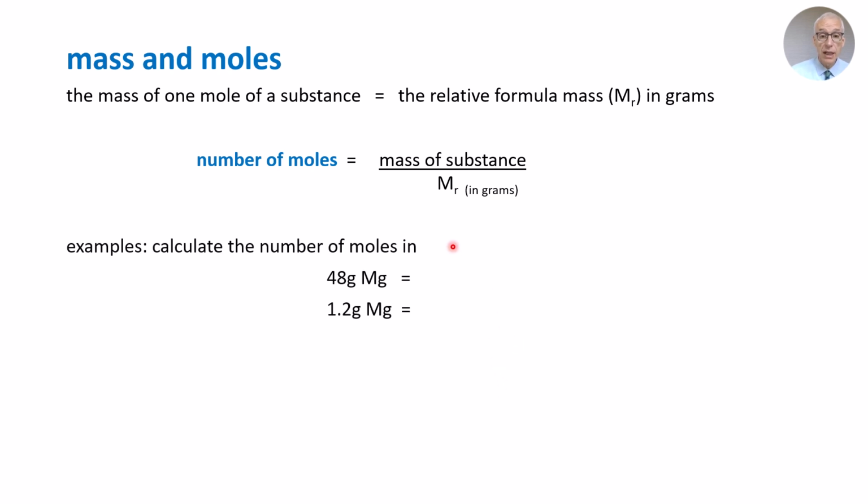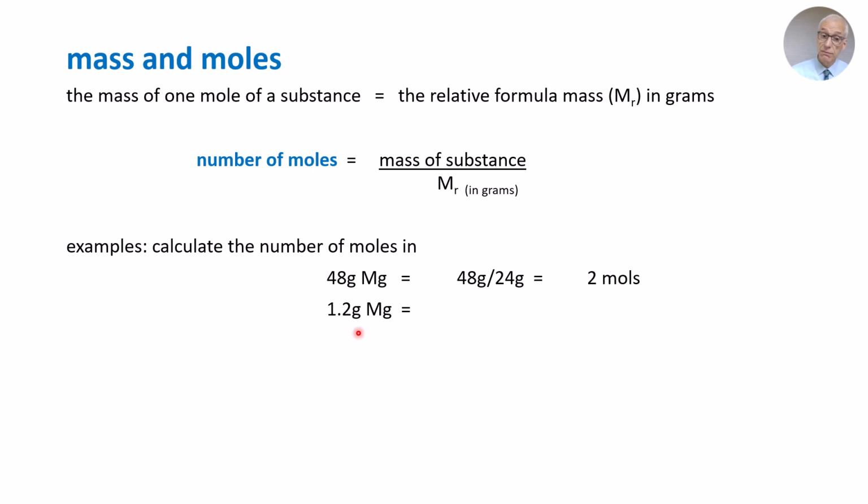So calculate the number of moles in 48 grams of magnesium. I'll just demo this. 48 divided by 24. Where did I get 24 from? It's the relative atomic mass of magnesium appearing in the periodic table. So its formula mass is 24. So mass of substance divided by relative formula mass, 48 divided by 24 is 2 moles.